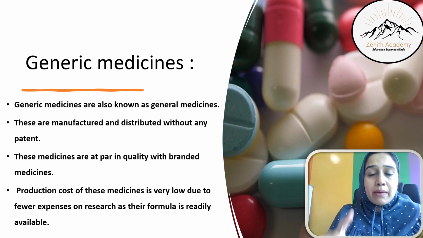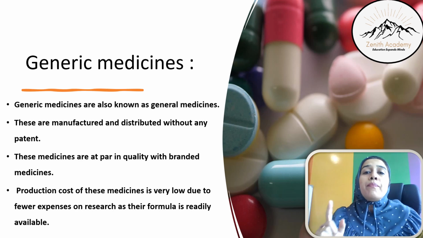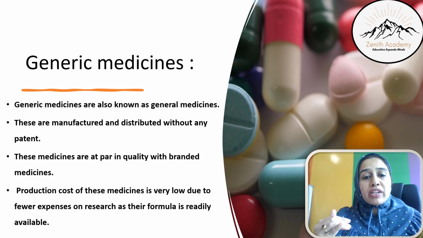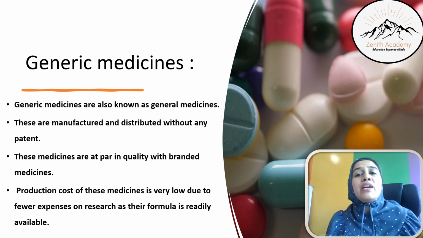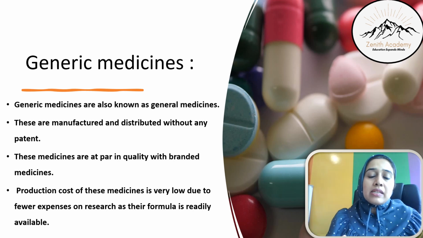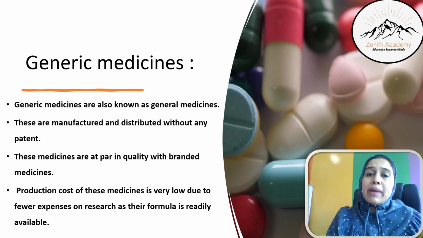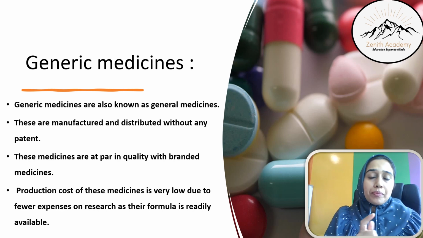Now the manufacturers of these general or generic medicines do not patent their medicine with the government, and that is why the cost of manufacturing is less. Now when the cost of manufacturing is less, the cost of selling also decreases. These medicines are at par in quality, meaning the quality, the composition, the effect of these medicines is the same as that of the branded one. Branded means the name of the company whose name is patented with the government.